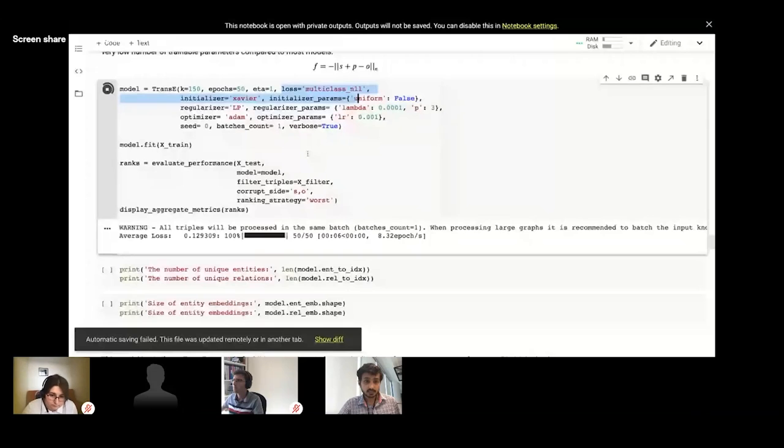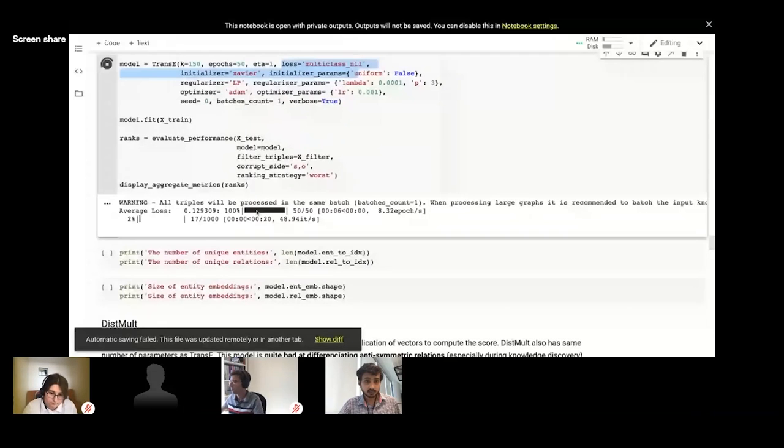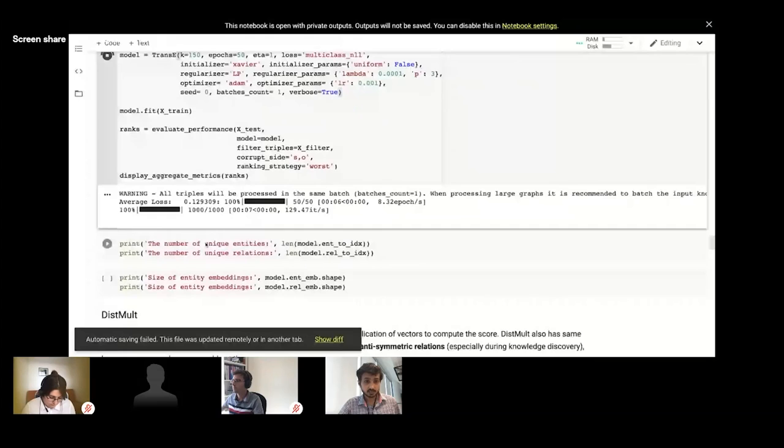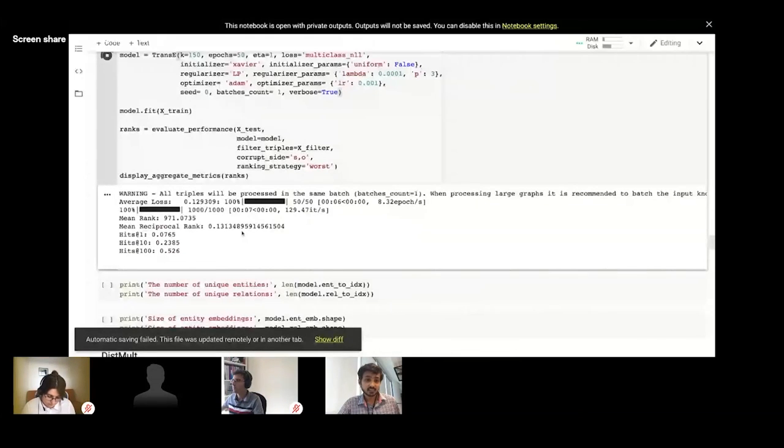So now it trains on this, and let it run, and yeah, so you have the MRR. So TransE is giving an MRR of 0.13 on our test set, after fitting on our training set.